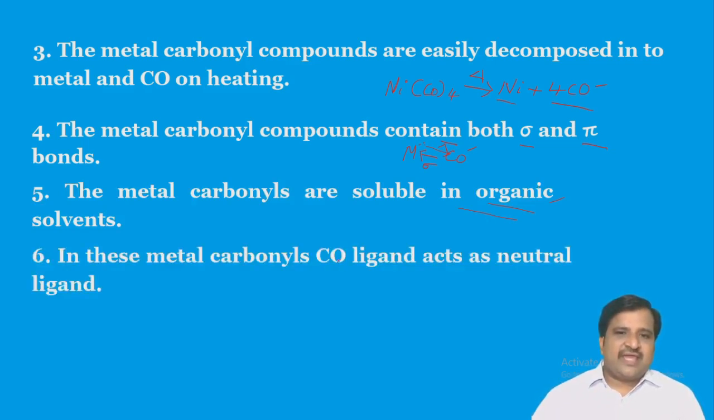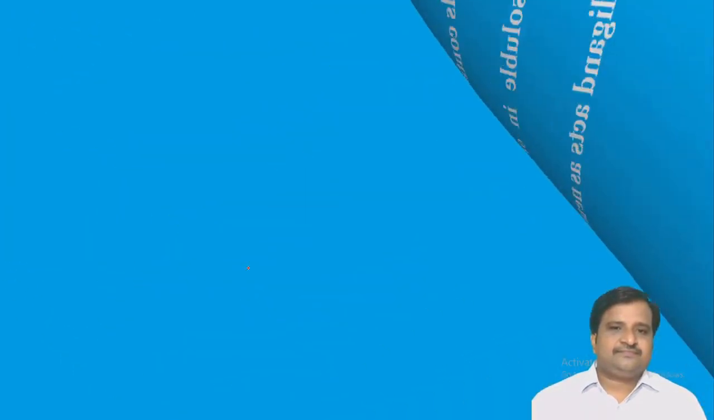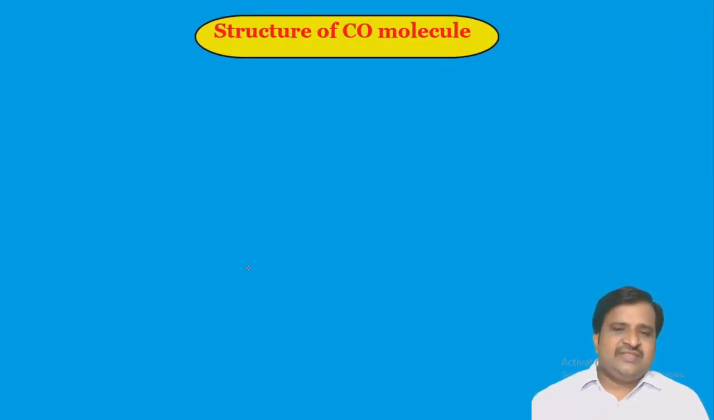In these metal carbonyls, the CO ligand acts as a neutral ligand. A neutral ligand means the CO contains a lone pair on the carbon atom, so it acts as a ligand, but the molecule is totally neutral. There is no charge on the CO molecule, like H2O and NH3, which are also neutral ligands. Similarly, CO acts as a neutral ligand in metal carbonyls. So in these metal carbonyls, the ligand is the CO molecule.